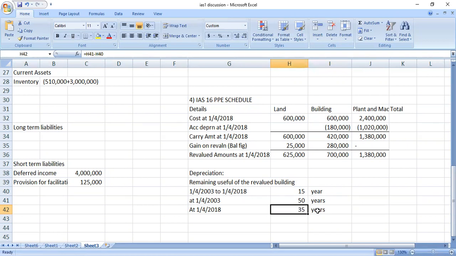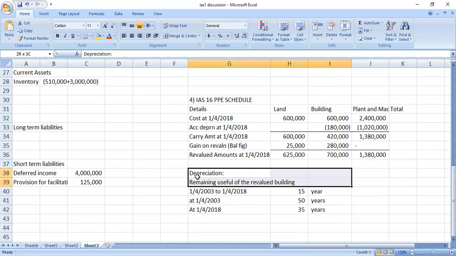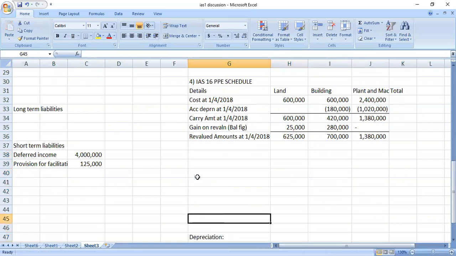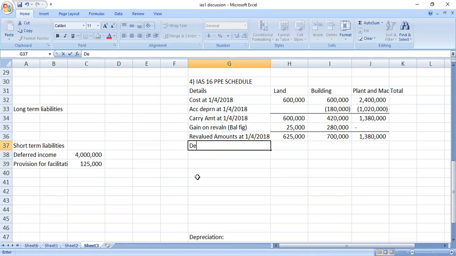So this is the remaining useful life of the building. So when you come to depreciate it, therefore, when you come to depreciate, you shall say depreciation for the year. Okay. Maybe if I take it back still to the additional information first, so that you don't say, what's this guy saying?